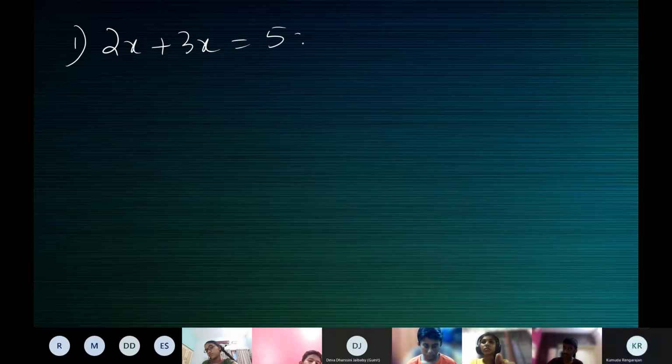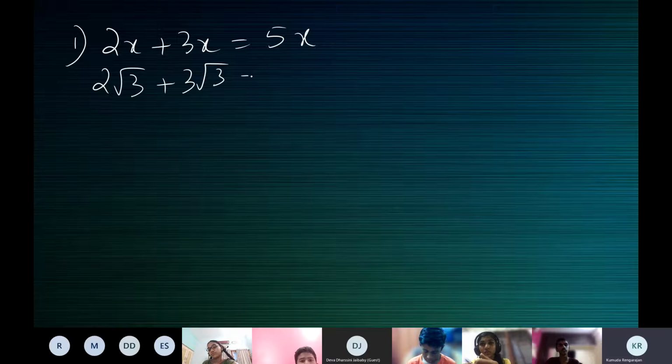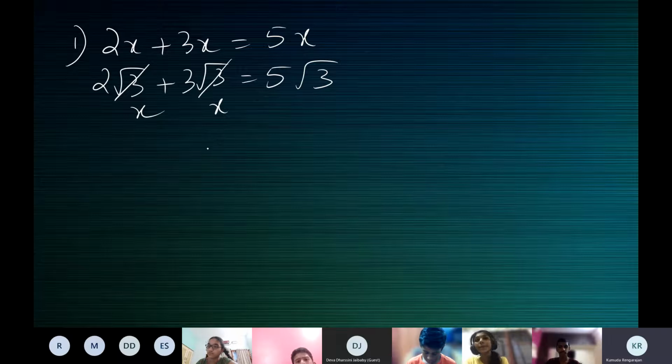So when we say 2x plus 3x is 5x, or we say 2√3 plus 3√3 is 5√3, simply look at that as x. What will be your answer? What is 2x plus 3x? 5x. So 2√3 plus 3√3 is 5√3.